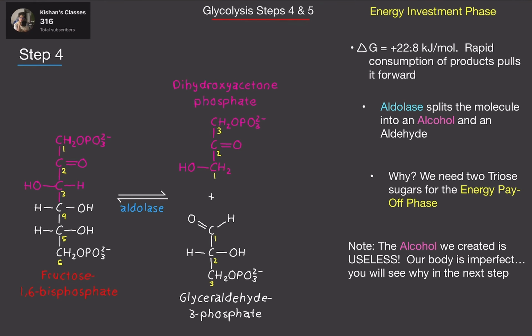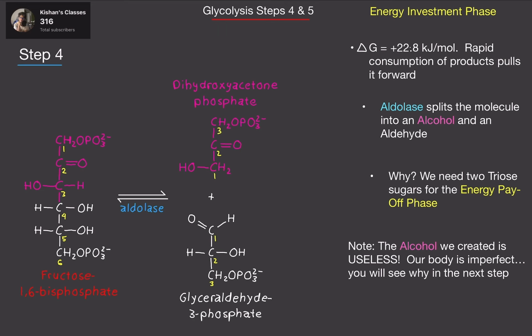Now, we have a delta G value of positive 22.8 kilojoules per mole. This is taking a lot of energy to actually run. So a rapid consumption of the products actually pulls this forward. And we're going to get into that in the next step.